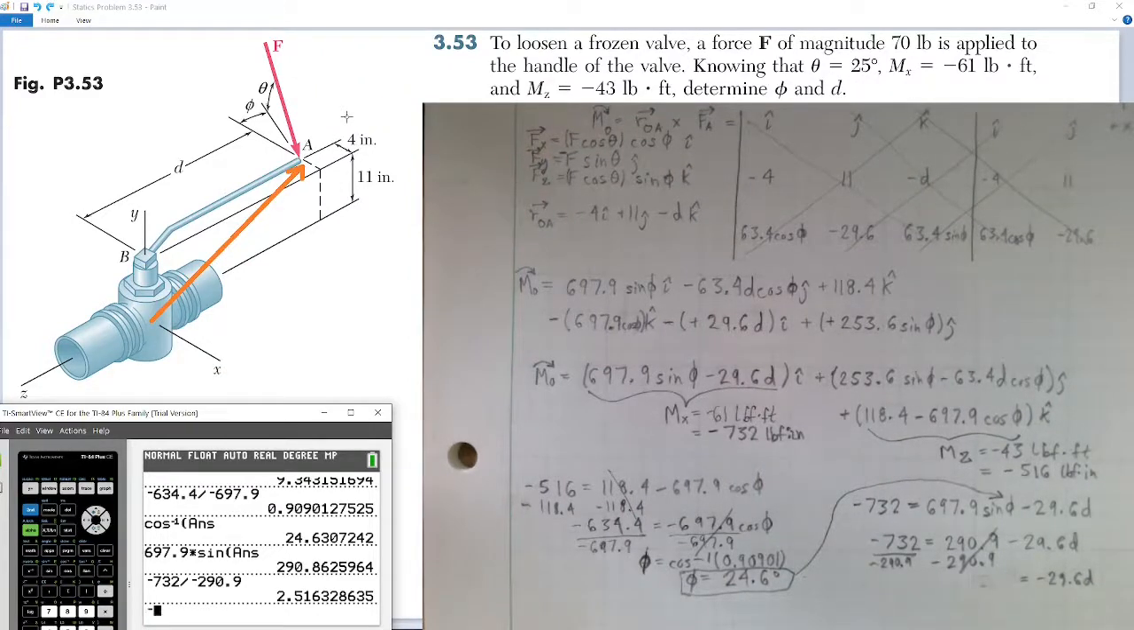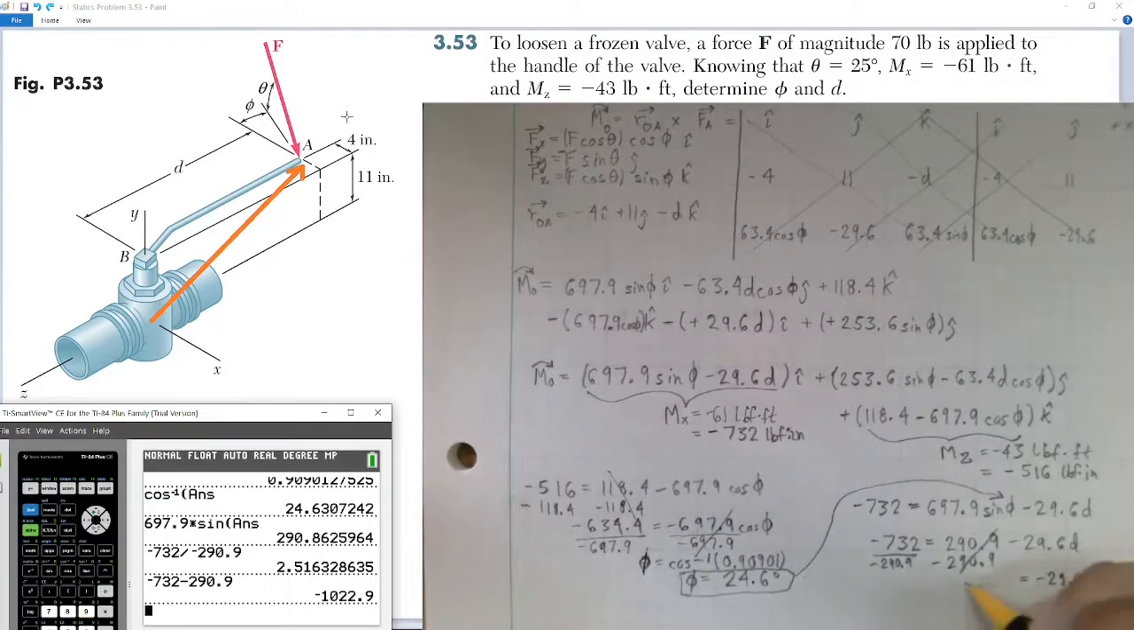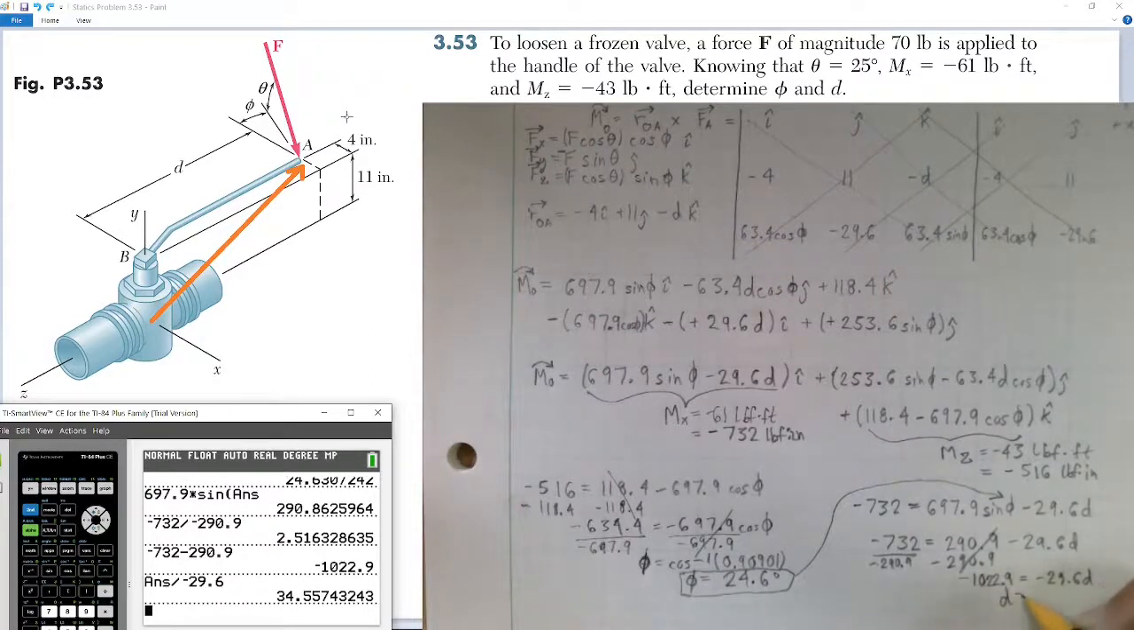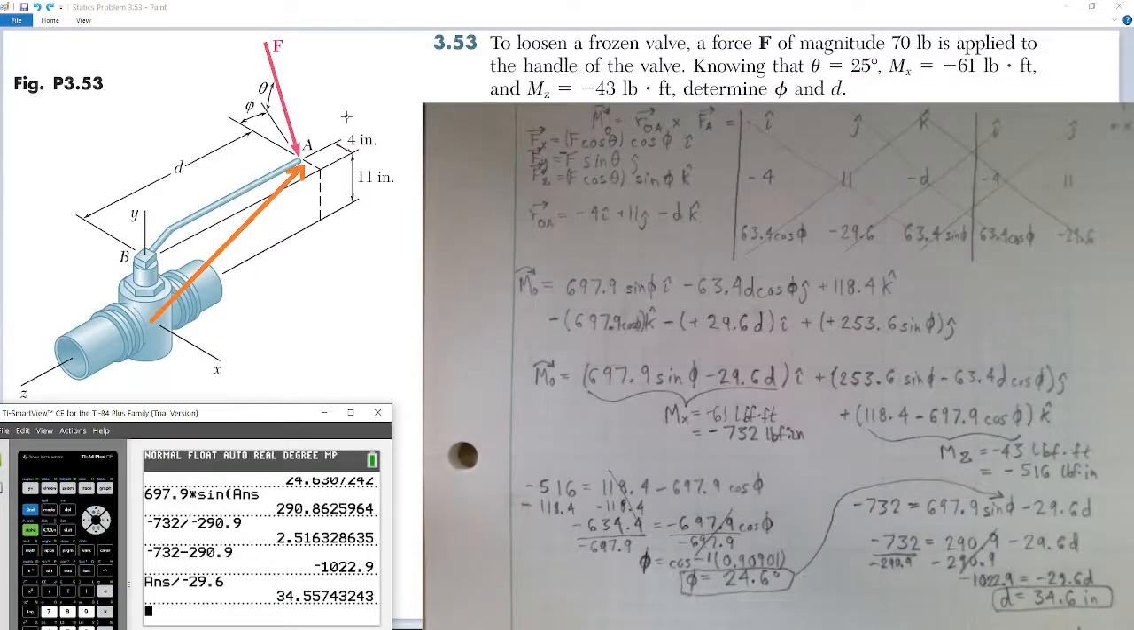We need to subtract negative 732 minus 290.9. Okay, this is equal to negative 1022.9. We're going to divide now by negative 29.6. We get our distance d is equal to 34.6 inches. So we have now solved for angle phi, 24.6 degrees, and distance d, 34.6 inches.